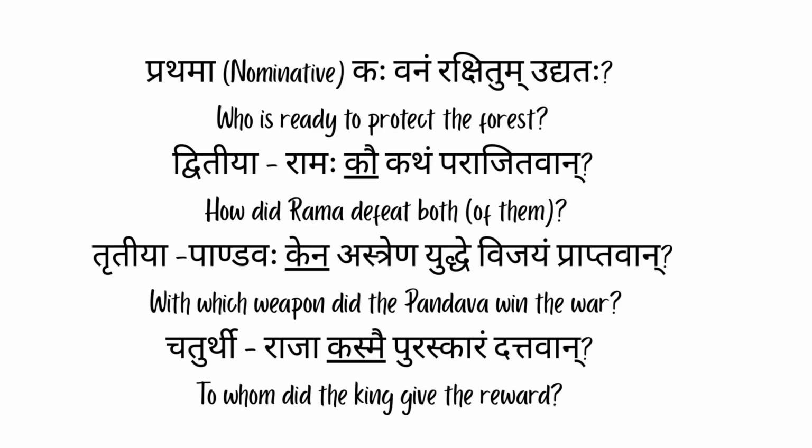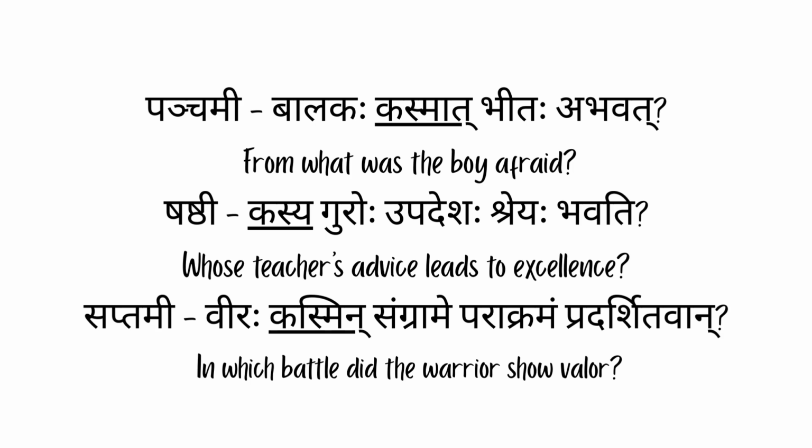When the answer is in Chaturthi vibhakti, the question word should be Kasmai. Raja Kasmai Puraskaram Dattavan. Balakaha Kasmad Bhitaha Abhavat. From whom? For Panchami, we have to use the question word Kasmat in Pullingam. Kasya Guroho Upadeshaha Shreyaha Bhavati. When the answer is in Shashthi Pullingam, the question will be Kasya. And Kasmin for Saptami Pullingam. Veeraha Kasmin Sangrame Parakramam Darshitavan. So these are the examples of one vibhakti from all the akaranta, ikaranta, ukaranta Pullingam tables.